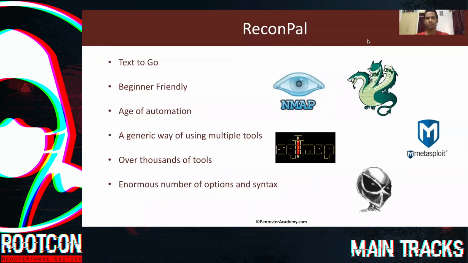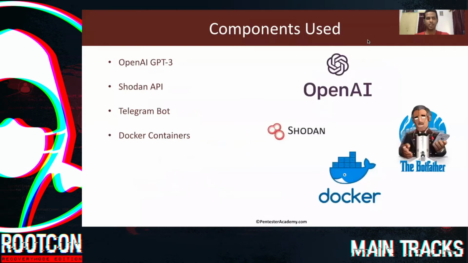So now let's take a look at the components used. We have used OpenAI's GPT-3, Shodan API, Telegram bot, and we have packaged everything in the form of Docker containers. So we'll take a look at why we have used each component one by one.